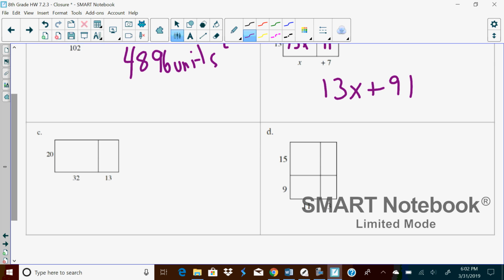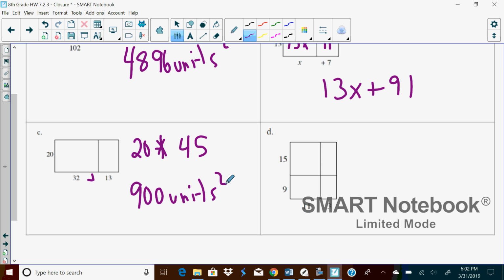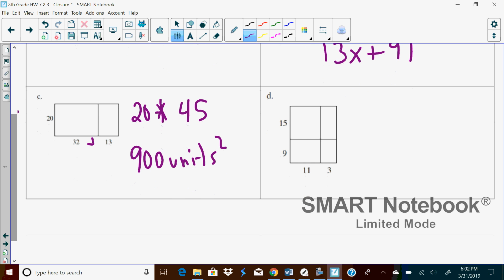For the next one, I added them together. I did 20 times. I added 32 and 13, so I got 45. I got 900 units squared. And then for the last one, I did the same thing. I got 15 plus 9 is going to give me 21. 21 times 14, and it gave me 336 units squared.